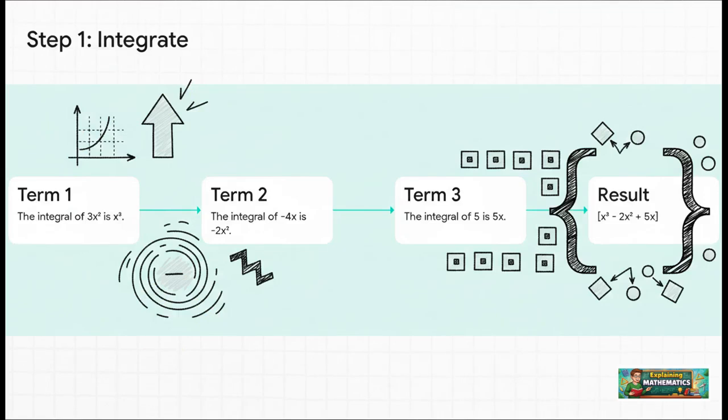Okay, let's use our rules. 3x squared integrates to x cubed, negative 4x integrates to negative 2x squared, and 5 integrates to 5x. We usually put the result in brackets, which is just our way of saying, okay, the integration part is done, it's ready for the next step.